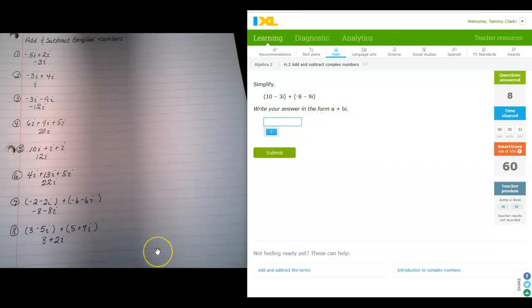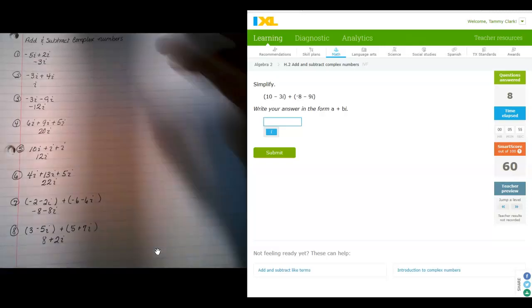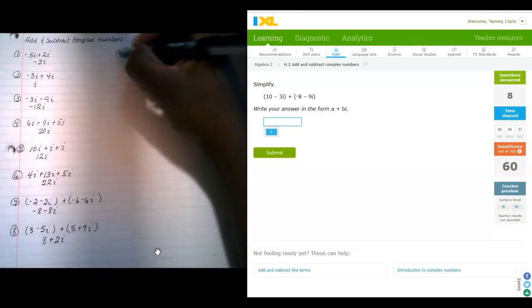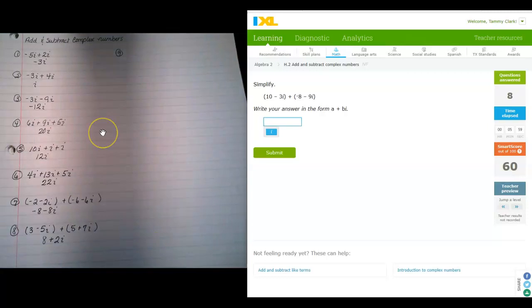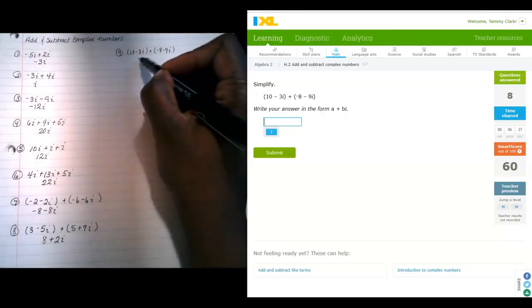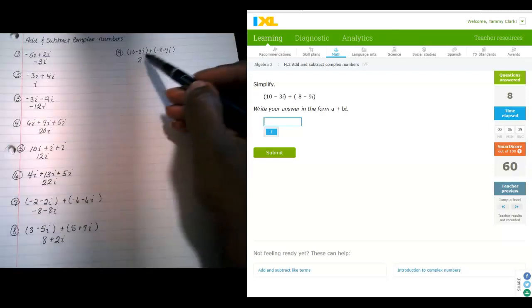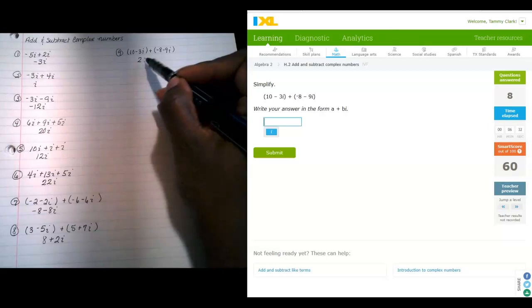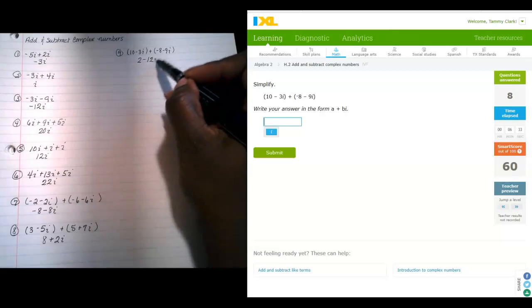And we're just going to keep moving right along. So let's go on up here, and we're going to write down number 9. We've got 10 minus 3i plus negative 8 minus 9i. Well, 10 minus 8 is positive 2. And then negative 3i plus negative 9i is negative 12i.